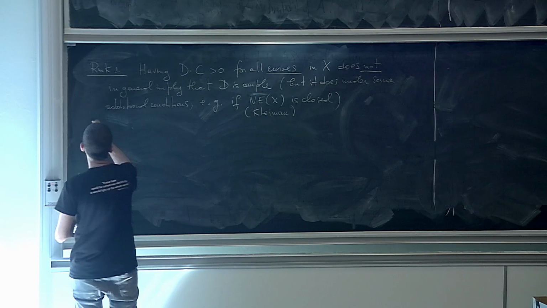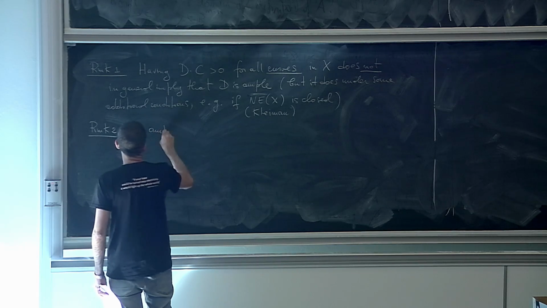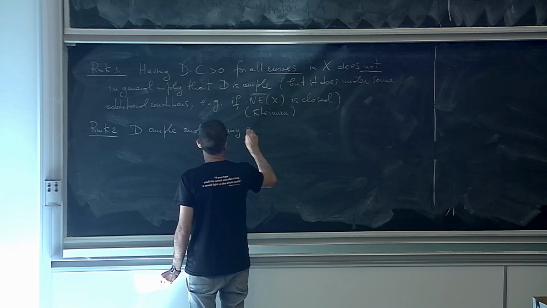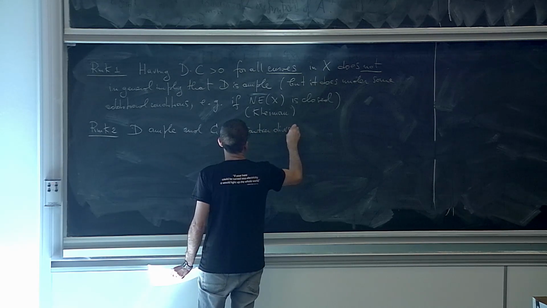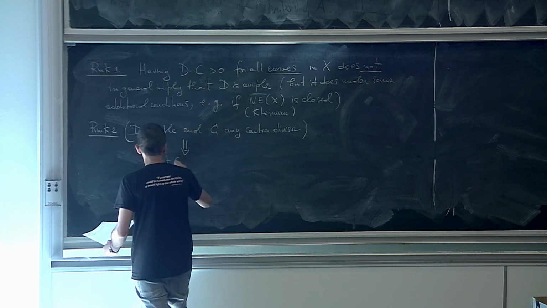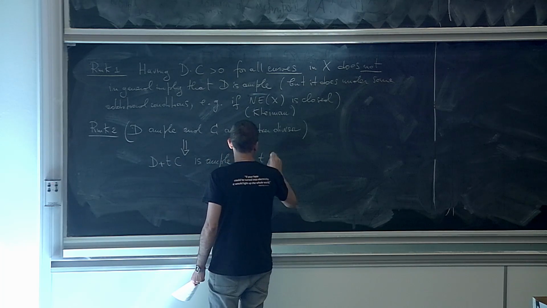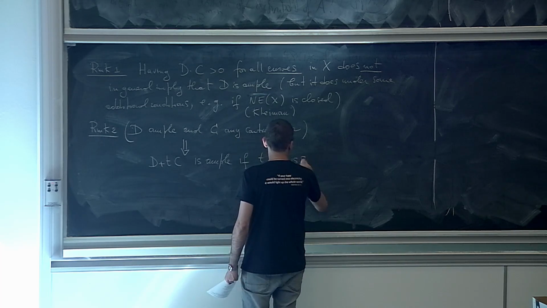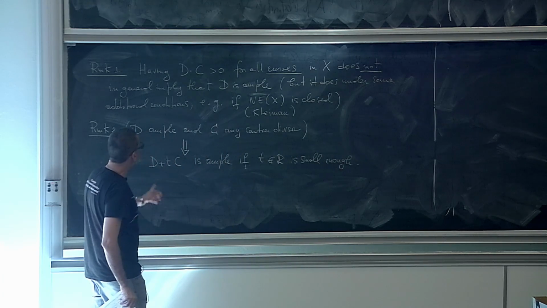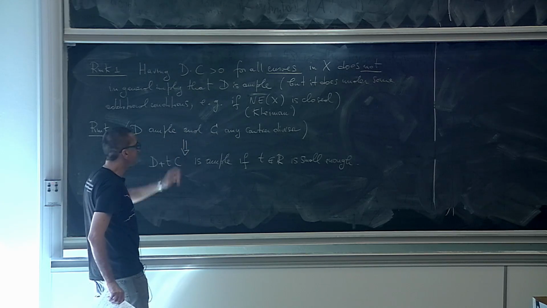And then, remark 2. D ample and C any Cartier divisor implies that D plus tC is ample if t is small enough. So I'm talking of R-divisors now. If you take an ample divisor and you add to it a sufficiently small multiple of any Cartier divisor, you obtain something ample.